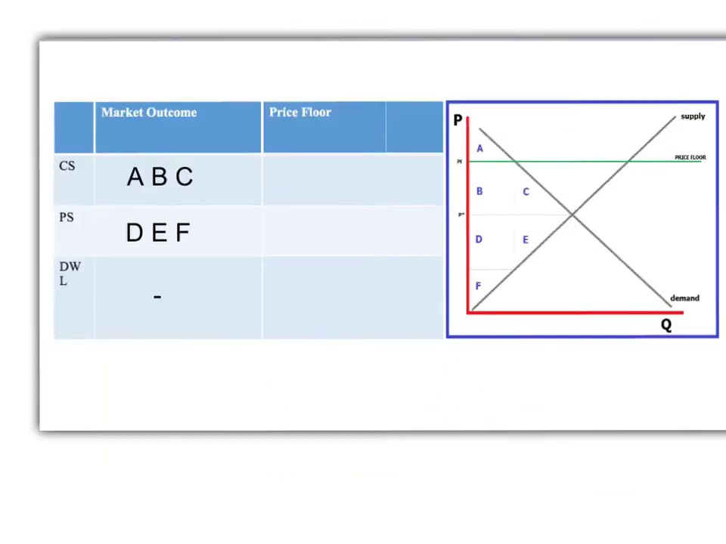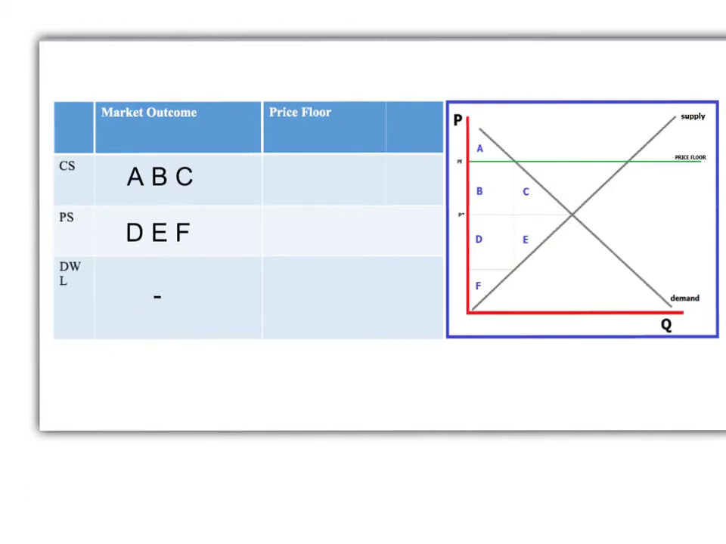As we said, there is consumer surplus A, B, and C in a normal market setting without this price floor in place. We go all the way down to that P star and we get all of the consumer surplus A, B, C, the consumer surplus being everything below the demand curve but above the price that consumers have to pay. And then our producer surplus is everything below the price that the producers receive but above their costs, above their supply curve. So we get all of this area D, E, and F.